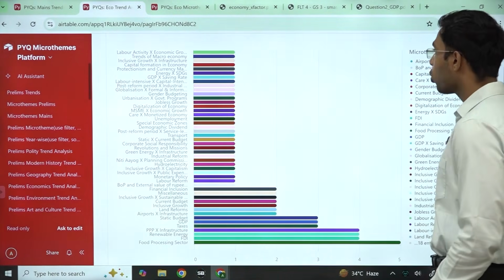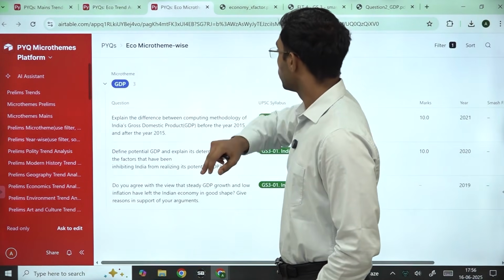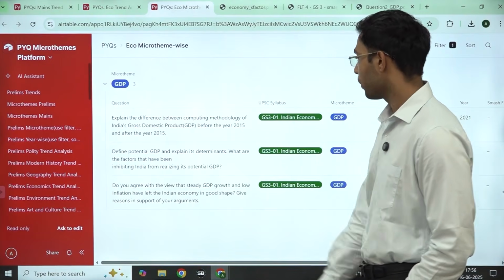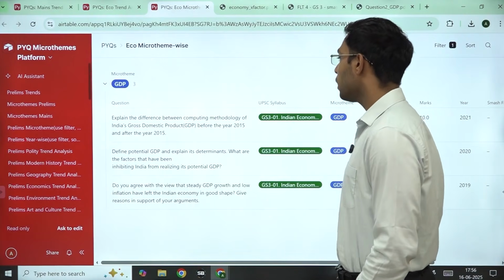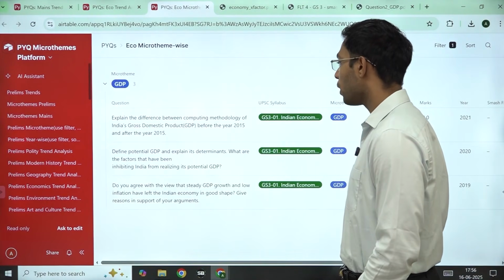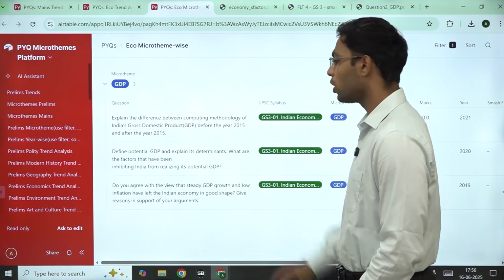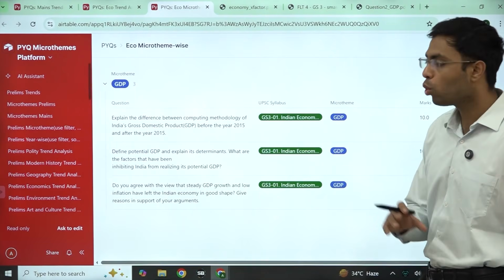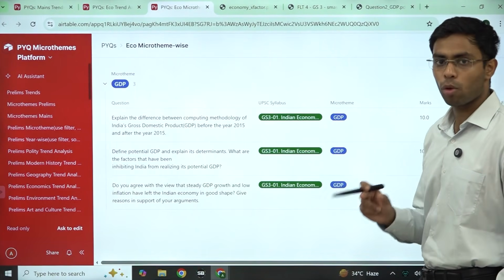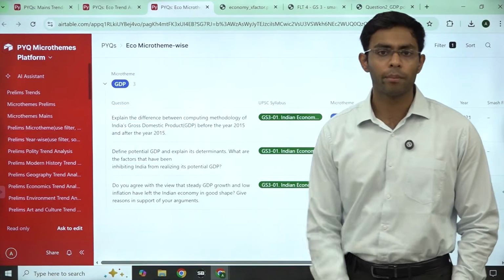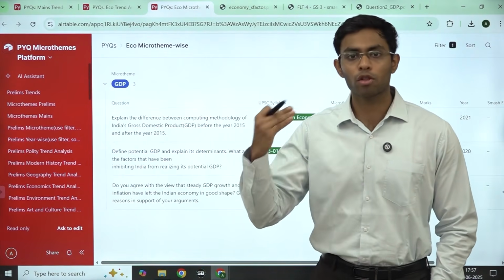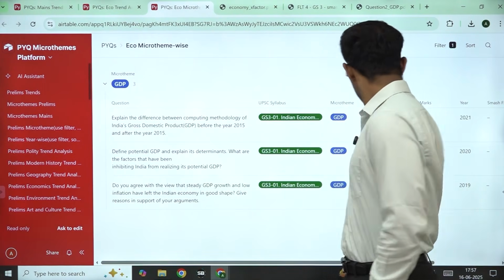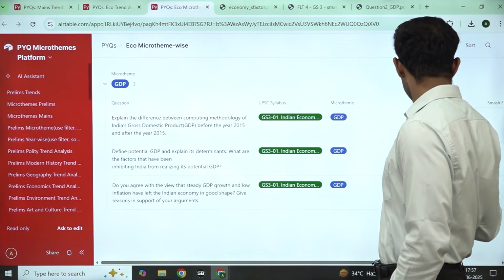Okay, so let's go into your GDP questions. So firstly, if I wanted to prepare this, I would open the previous year questions on this topic. Let's look at one question. Explain the difference between computing methodology of GDP before year 2015 and after the year 2015, right? So this gives us a sense that we have to know how a particular economic concept, for example, GDP, is calculated. Now, just think about this, brainstorm. You know something of this nature is being asked in the UPSC exam. This can be very well true for other topics as well, right?